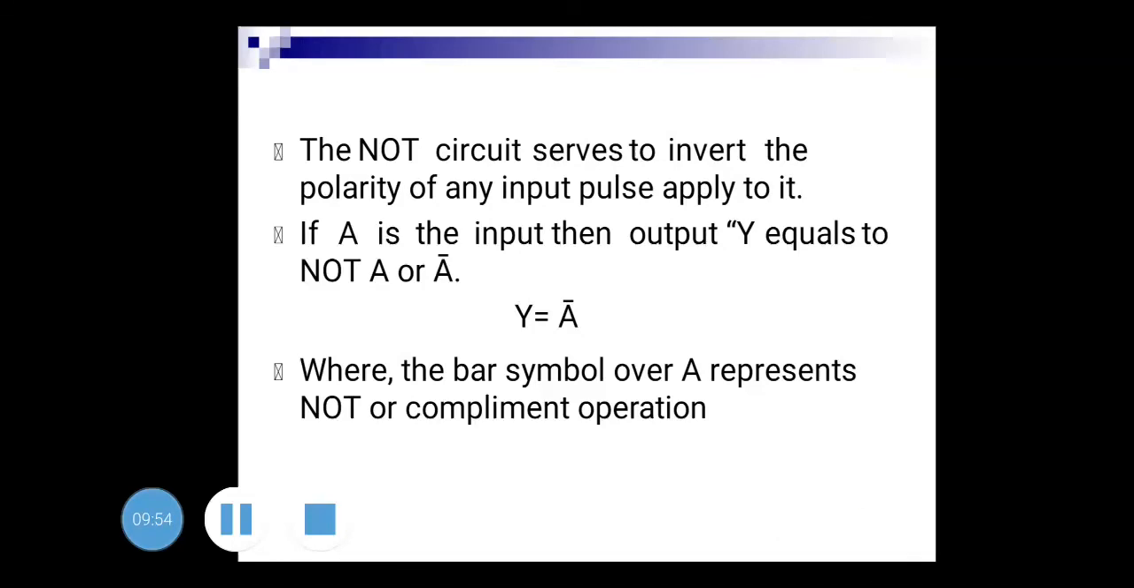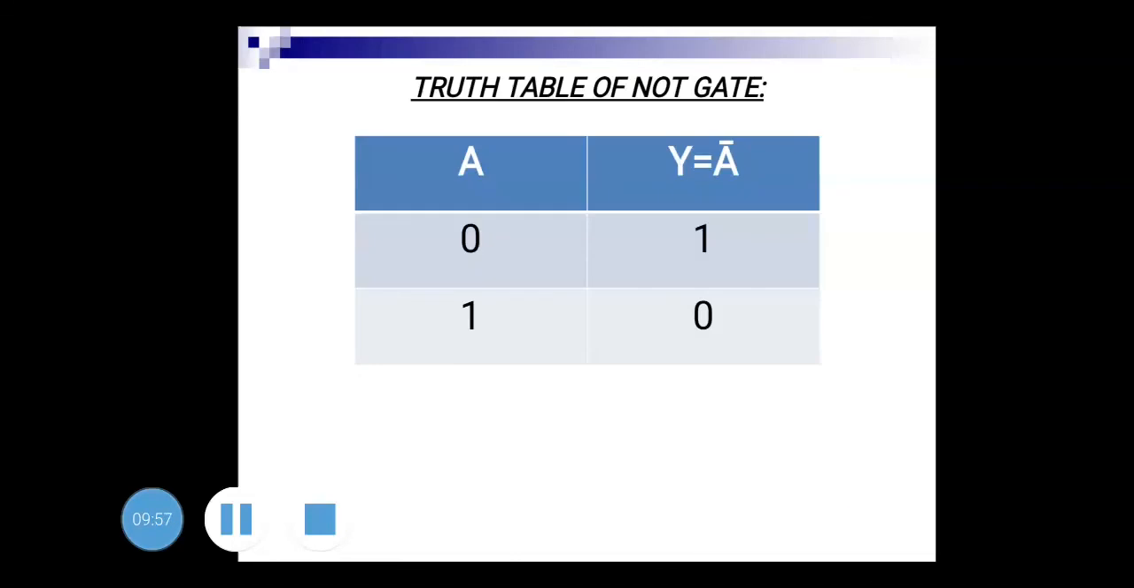Now the truth table of NOT gate is shown here. It has only one input, that is A. So therefore there is one single column of A, and the output Y is equal to A bar. So that means since it has one input, if you give 0, it will always give the opposite of it, that is 1. And if you give 1, it will give the opposite of it, that is 0. Therefore it is called an inverter. It inverts: 0 it will give 1, and 1 it will give 0.